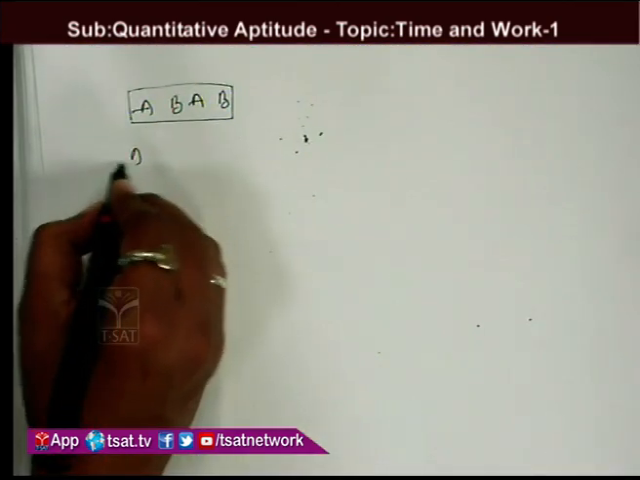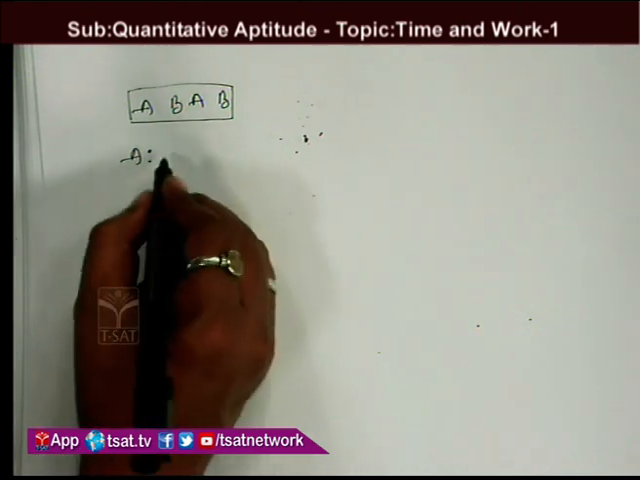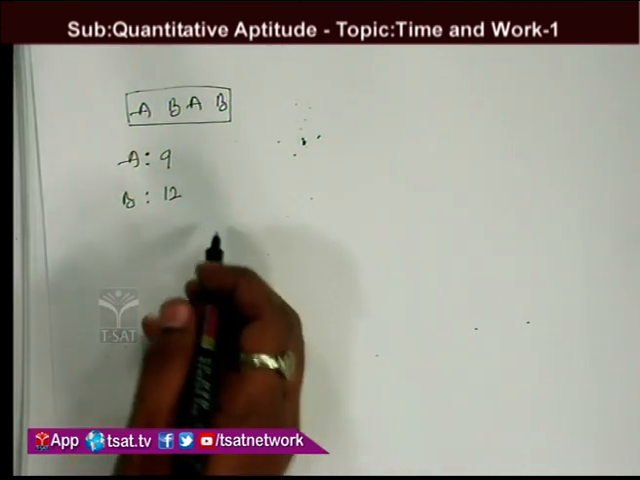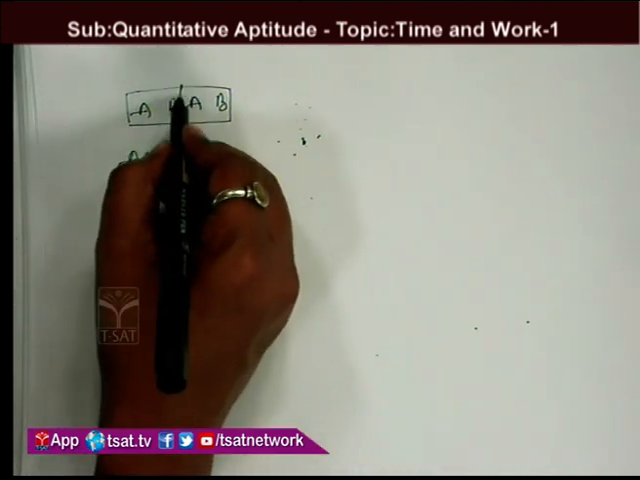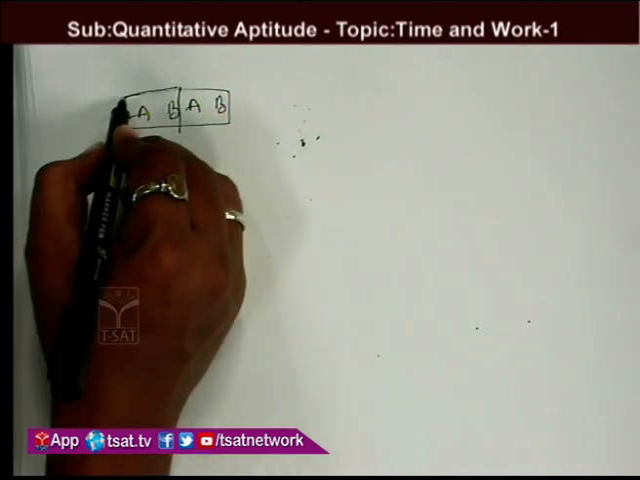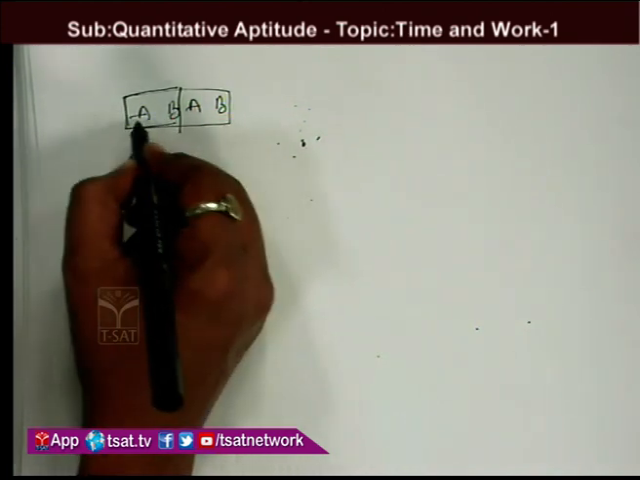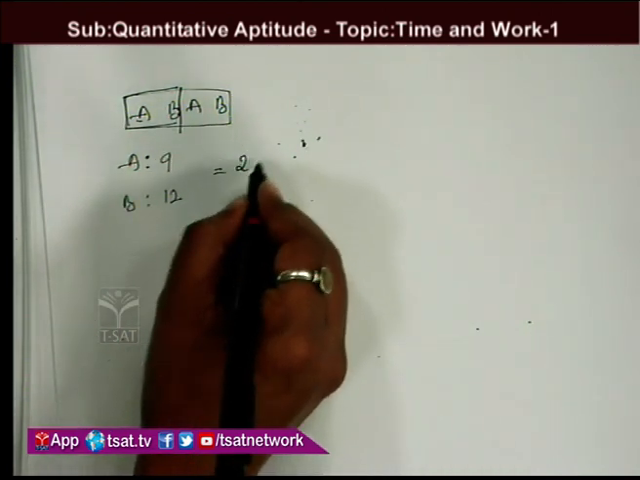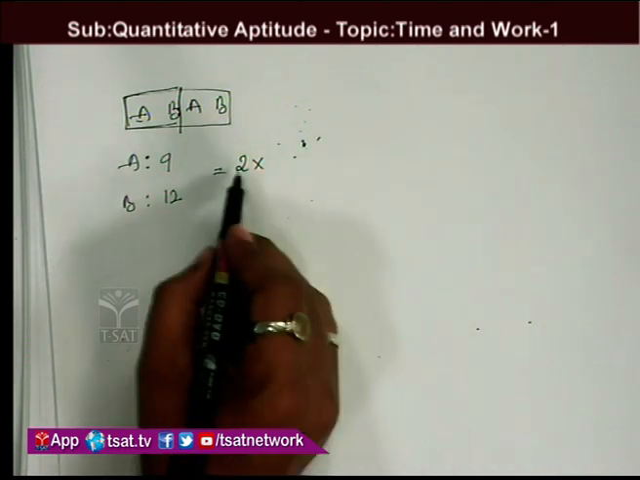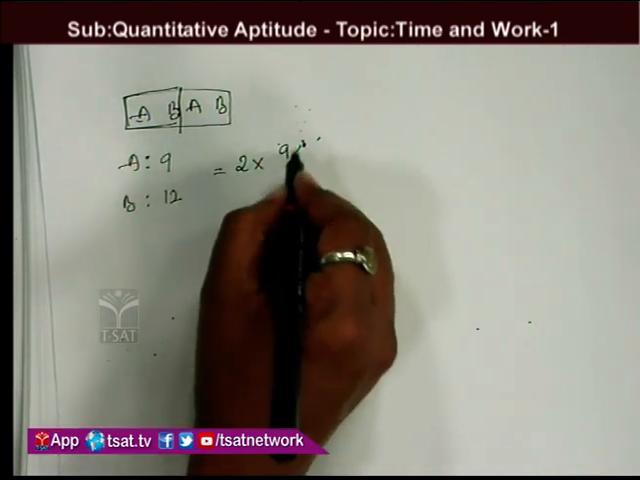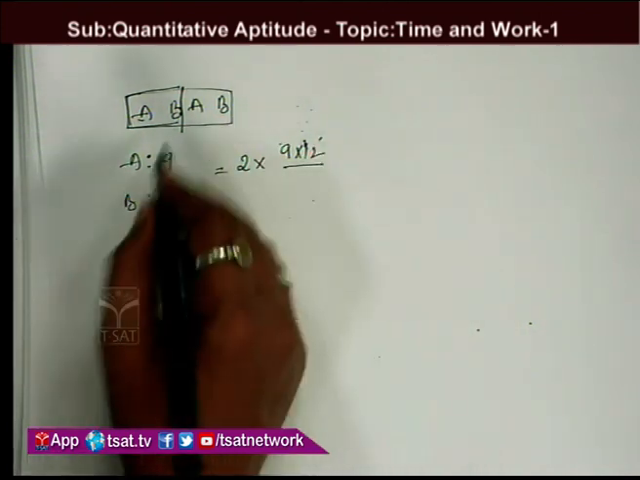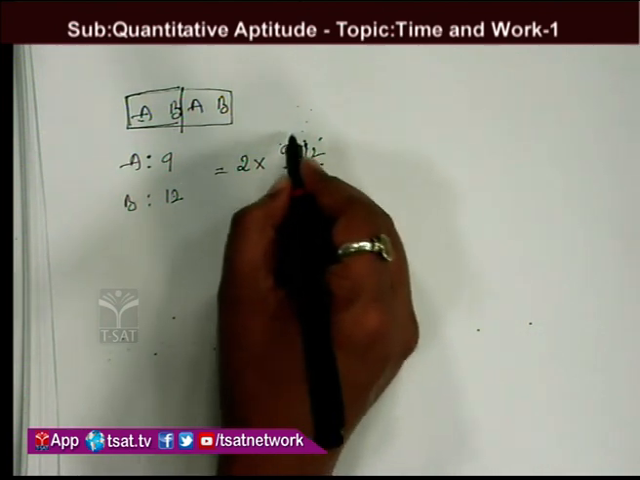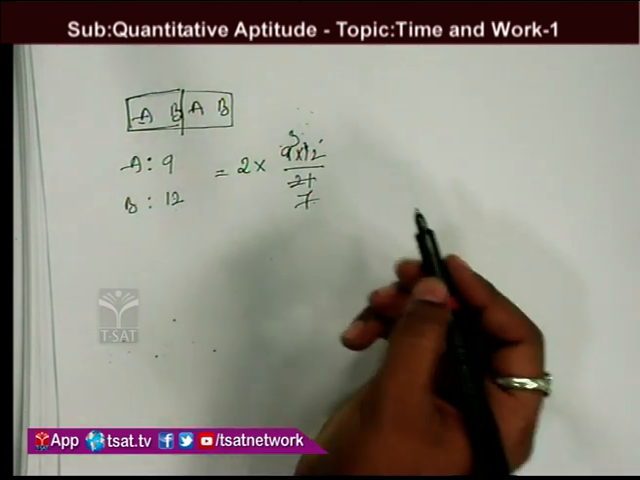So, what we have: A alone completes the work in 9 days, B alone completes the work in 12 days. In this question, for 2 days A and B are working together. For the 2 days A and B are working together, you have to take 2 into, that is the only change, 2 into working together, which means multiplication of the both and addition of the both. 9 plus 12 is 21. That is simple.